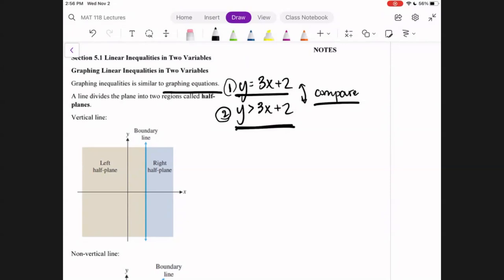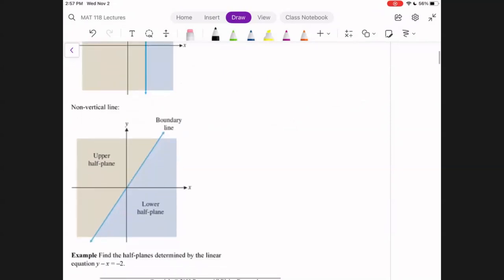Typically they're called half planes, as you see down here, and you have your boundary line. So technically the boundary line is similar to the first one here, and then I'll shade either on one side of the line or the other. Okay, so for a vertical line, you either shade on the left or the right. If you have a non-vertical line, you either shade above the line or below the line.